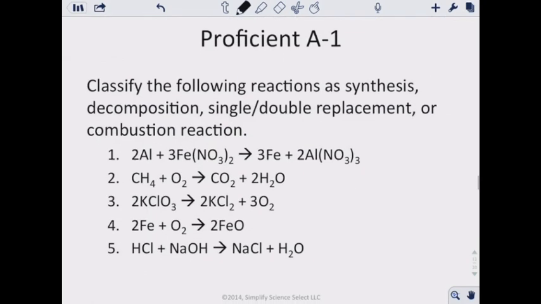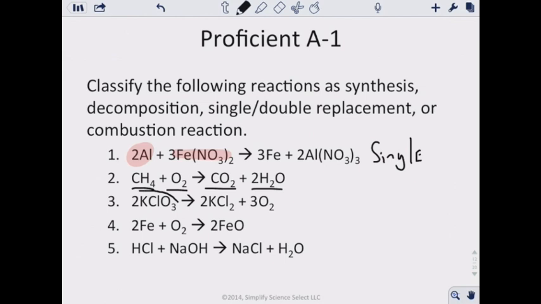So let's look at a proficient level question. It says classify the following reactions as synthesis, decomposition, single/double replacement, or combustion reaction. So on our very first one, we see that we have aluminum and we have iron nitrate, and then what do we see? We see that aluminum switches places with the iron, and so that is a single replacement. Okay, here we have CH4 reacting with O2 produces CO2 and H2O. That would be a combustion reaction.